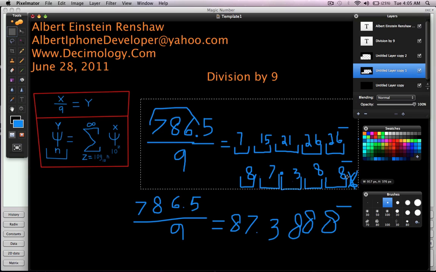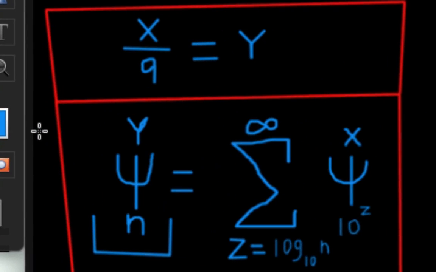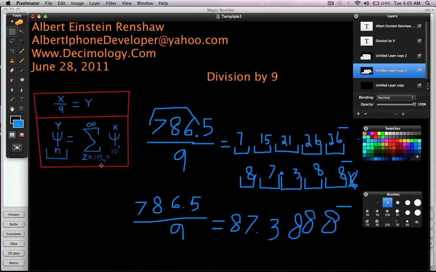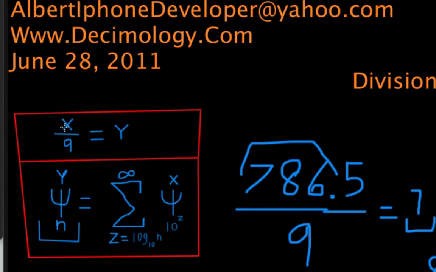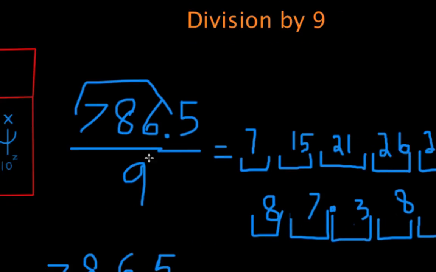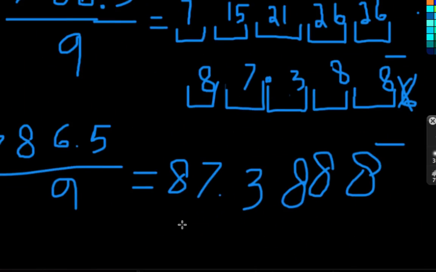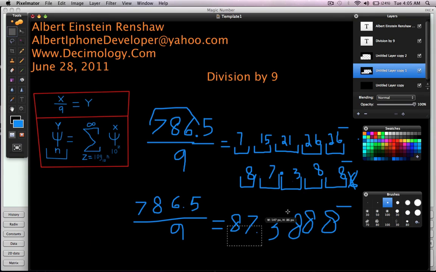Let me go ahead and leave this up real quick and just revisit the original rule. I'm going to zoom in because if you're watching this in a low-res version, you probably can't see some of the tiny stuff, such as log base 10 of n when I'm out here. Maybe you can, but just for the sake of it. Alright, x divided by 9 equals y. So we have 786.5 divided by 9 equals 87.3888. So any digit, these are the digits, right? Any digit in our answer, which is y, this is our answer. So any digit in there is this.